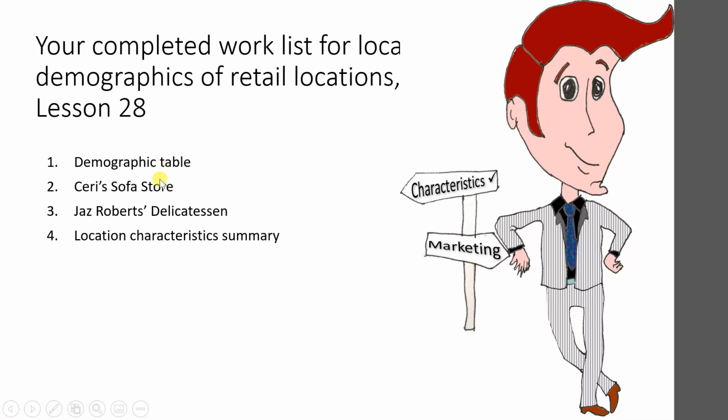Done. That is retail locations and the characteristics all completed and the 4 tasks done. Now we move on to the new learning objective 2.3, which is all about marketing.